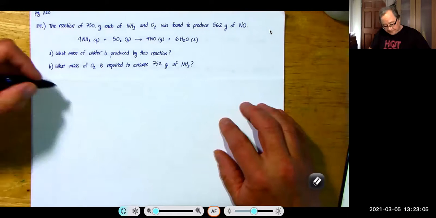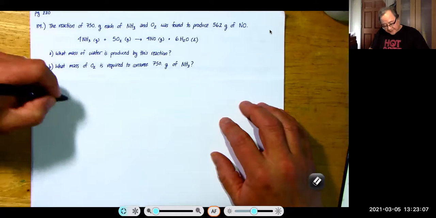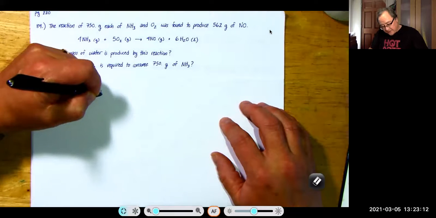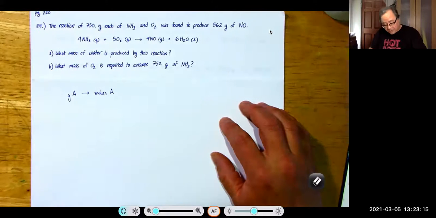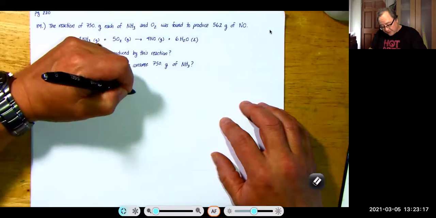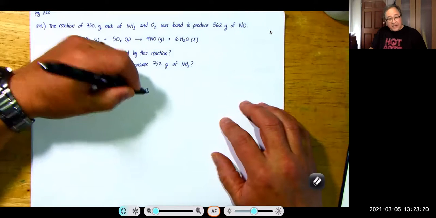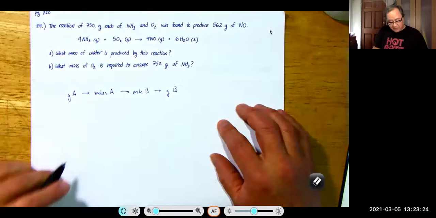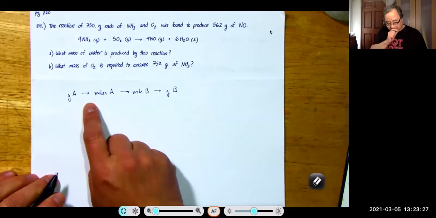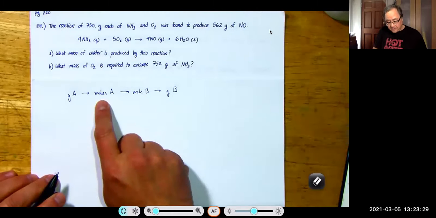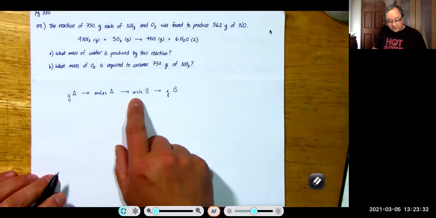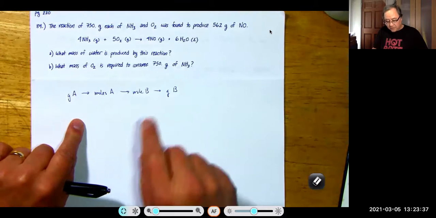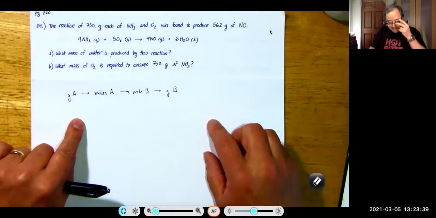So here we go. The general outline is to take grams of A, turn that into moles of A, take moles of A, turn that into moles of B, and take moles of B and turn that into grams of B. Now, for grams of A to moles of A, we need the molar mass of A. For moles of A to moles of B, we need a balanced reaction. And for moles of B to grams of B, we need the molar mass of B.